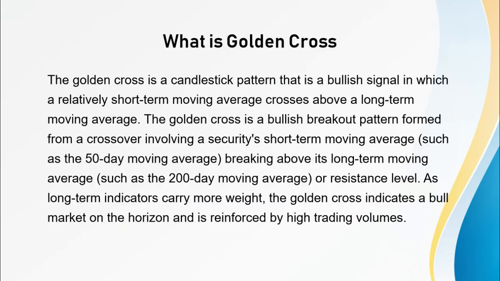So first, let's see what a golden cross is. The golden cross is a candlestick pattern that is a bullish signal in which a relatively short-term moving average crosses above a long-term moving average. It is a bullish breakout pattern formed from a crossover involving a security's or a stock's short-term moving average, let's say a 50-day moving average, breaking above its long-term moving average like a 200-day moving average or resistance level. As the long-term indicators carry more weight, the golden cross indicates a bull market on the horizon and is reinforced by high trading volumes.